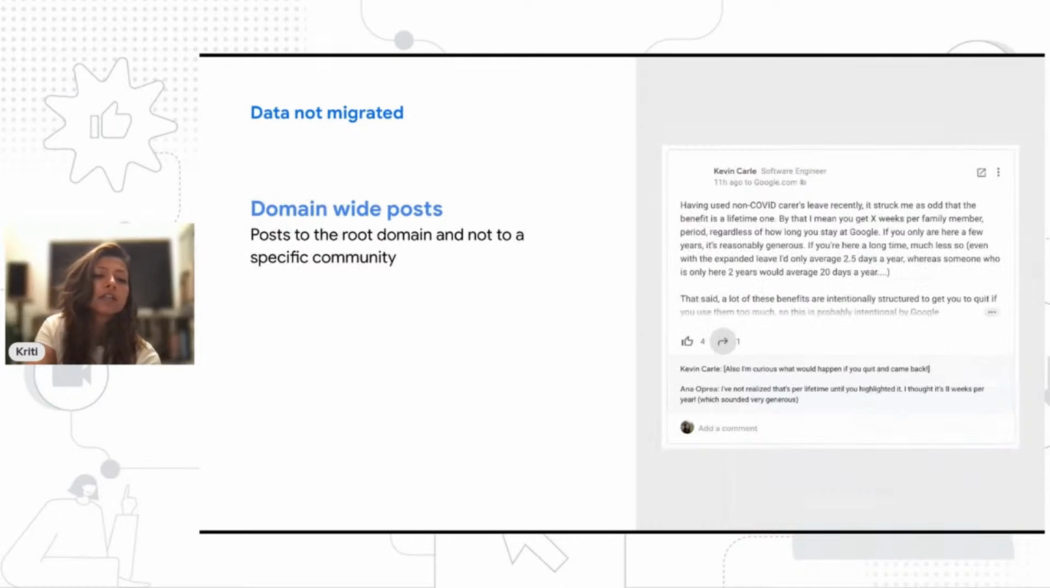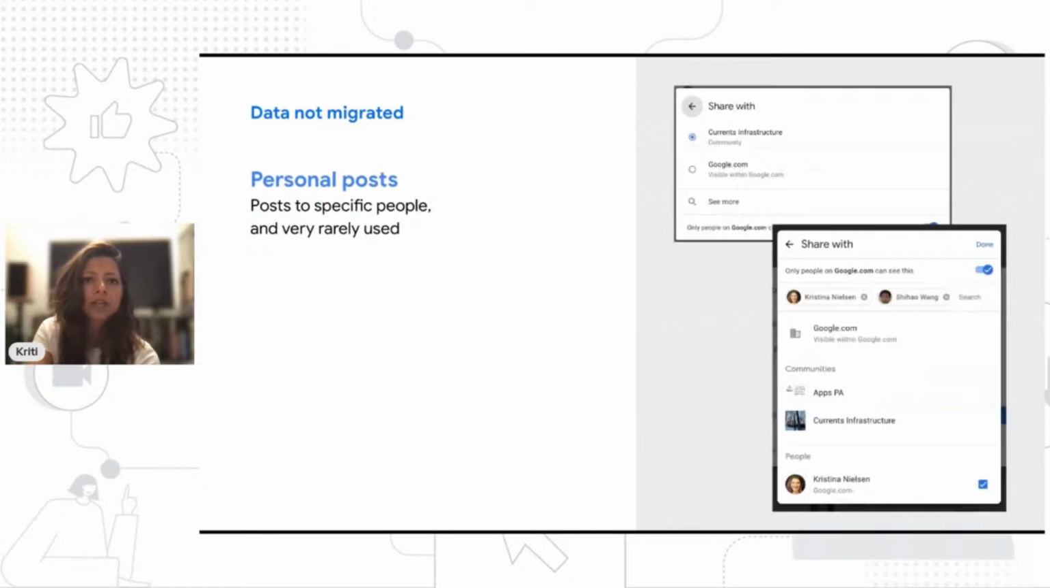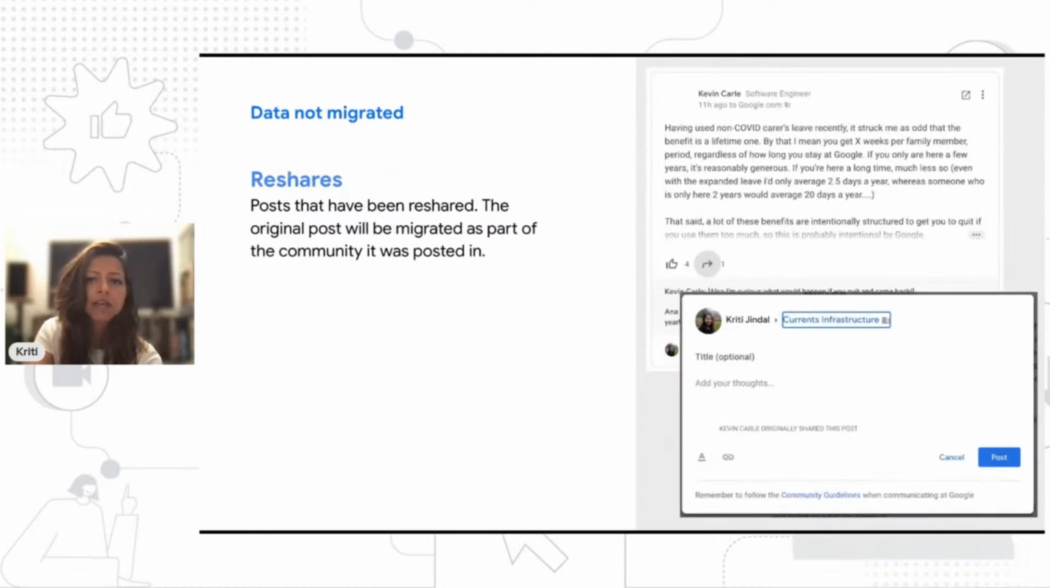Another data that won't be migrated over is domain-wide posts. These are essentially posts that are posted outside of a community and just to the general domain. These will not make it into Spaces either. Next, we have personal posts. Currents supports this feature where you can post content to either just yourself or to a group of people. It's like your own profile, so to say, or something like a quick chat to a group of people. These posts will also not be migrated over to Spaces.